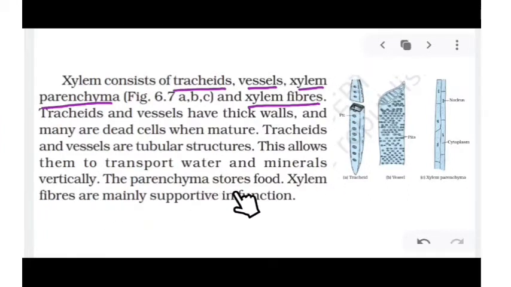And the parenchyma stores the food. Parenchyma stores the food. That is, xylem parenchyma stores the food. Xylem fibers are mainly supportive in function. It is supportive in function. Mainly it is supportive in function.